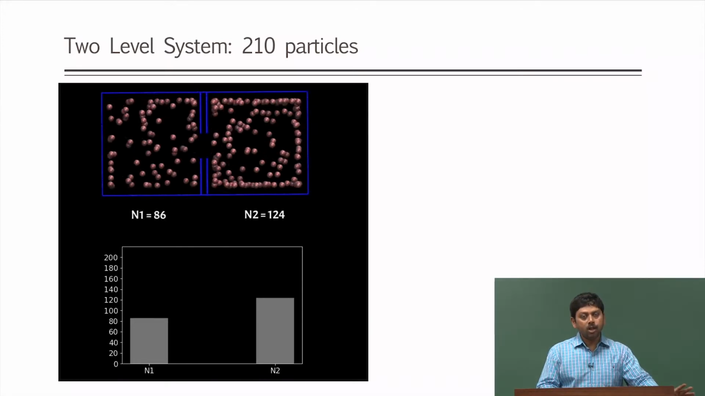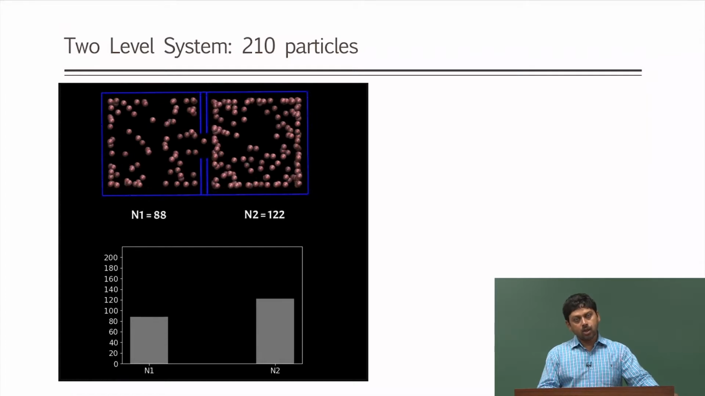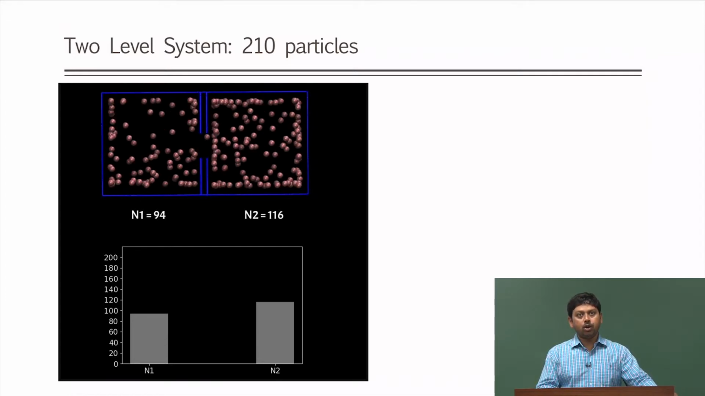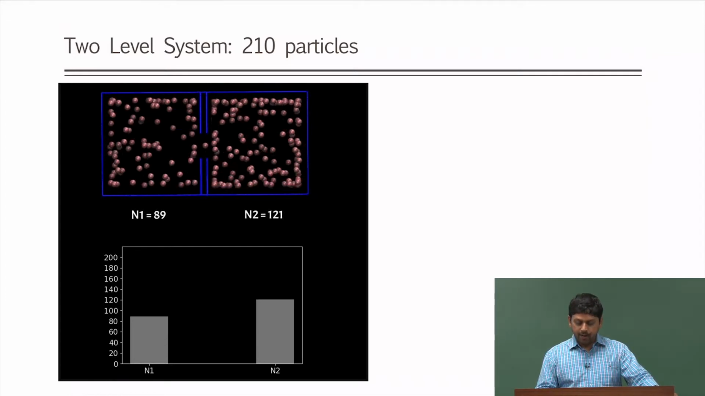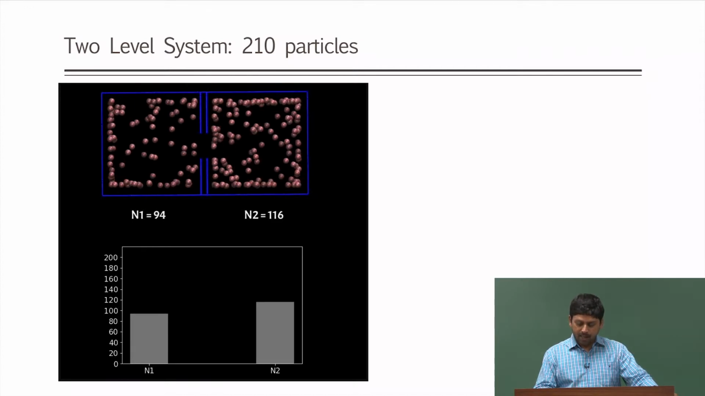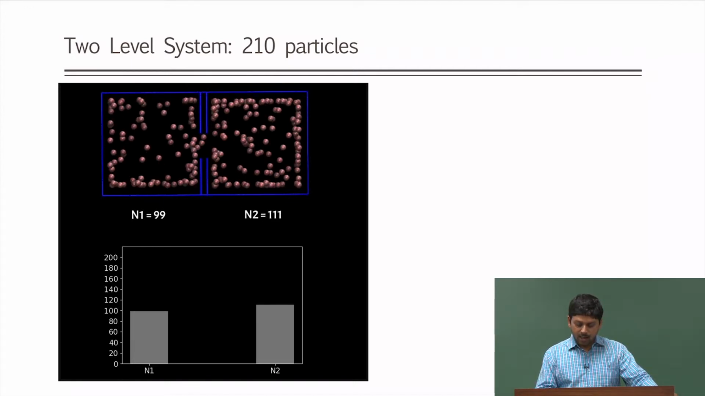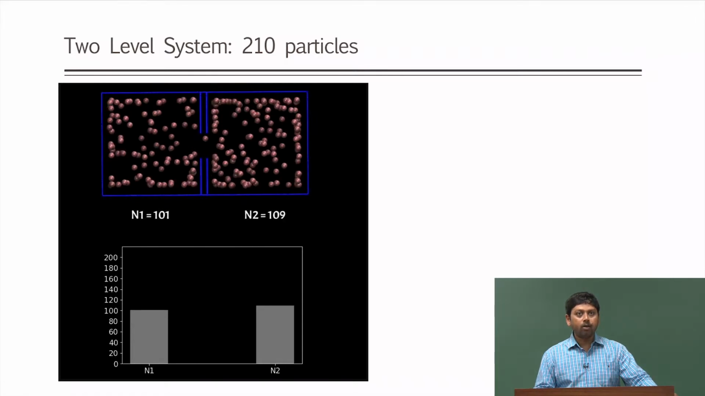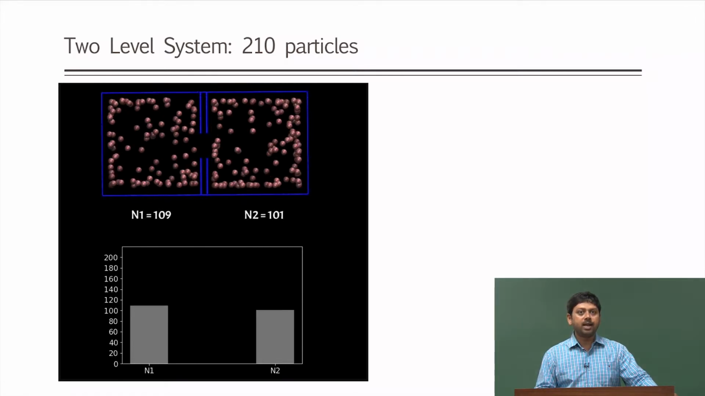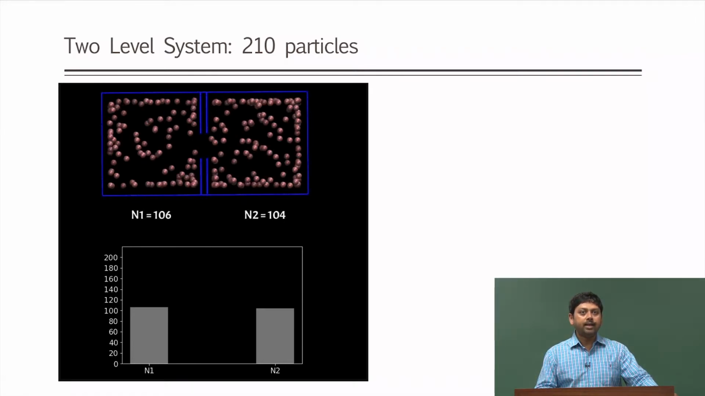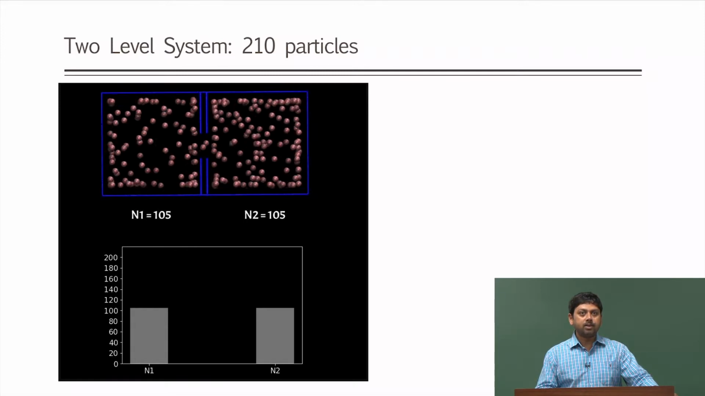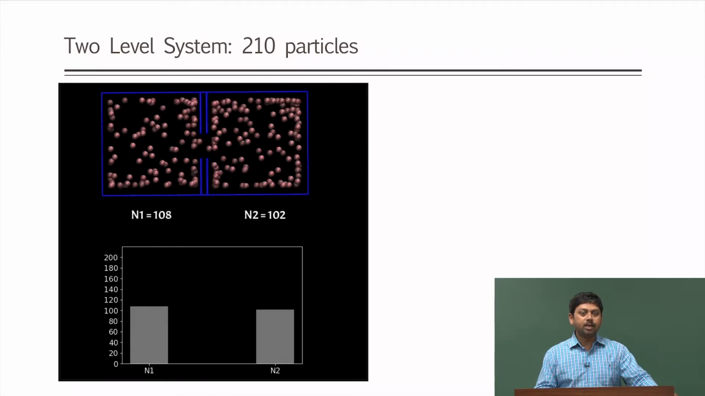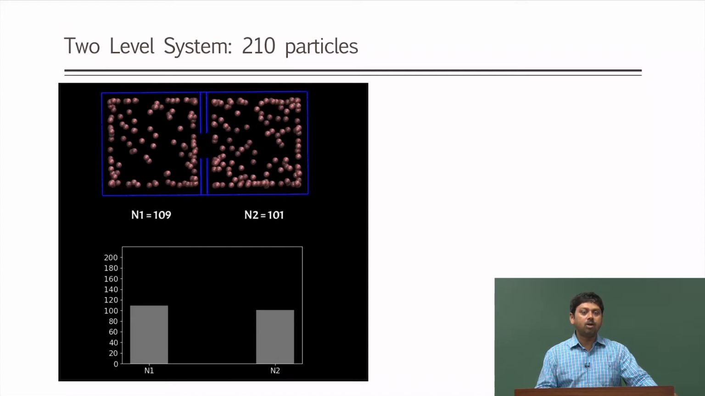Initially all the particles were on one side, the hole was closed, and we opened the hole at t equal to 0. Then the number of particles started changing. You can see this number from here, and it is also represented by this bar diagram. Earlier 210 particles were on one side and there was nothing on the left box; now these bar heights are almost equal.